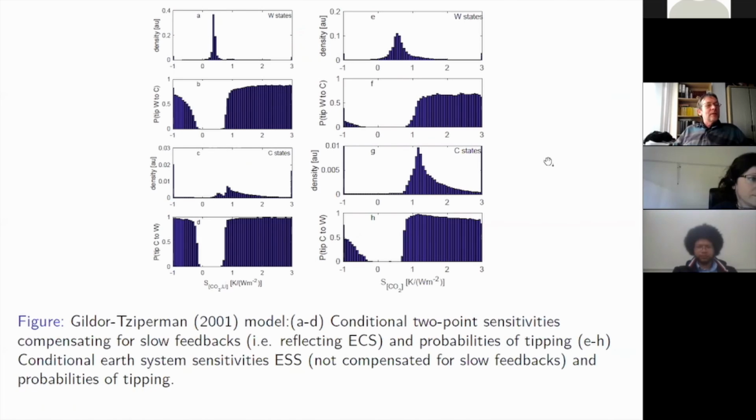We can do something similar there with the distribution of two-point sensitivities, and the probabilities of tipping, in the sense of, conditional on what the sensitivity is, the probability that there is a tipping point between those two points. So again, the warm state is very well constrained, very tight. The cold state is much less. But if you look at the sensitivities associated with tipping, you can see that those are predominantly the extremes.